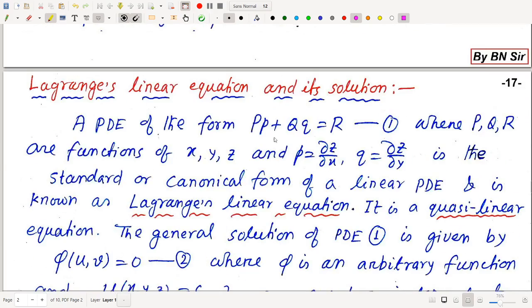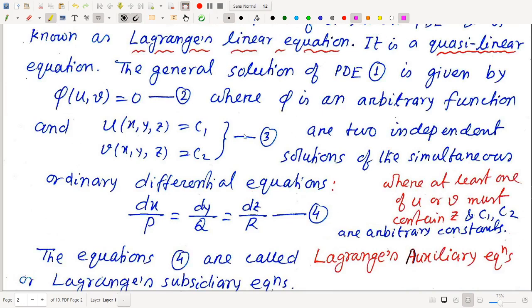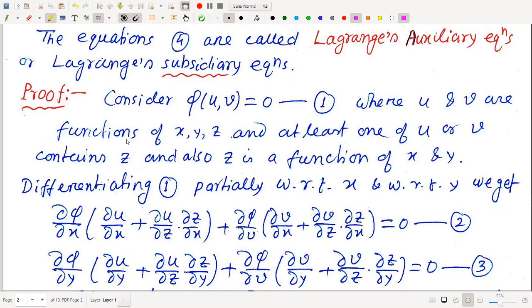So this is Lagrange's linear equation and its method of solution written here. Now let us justify that by this process we get the solution. So that's the proof.